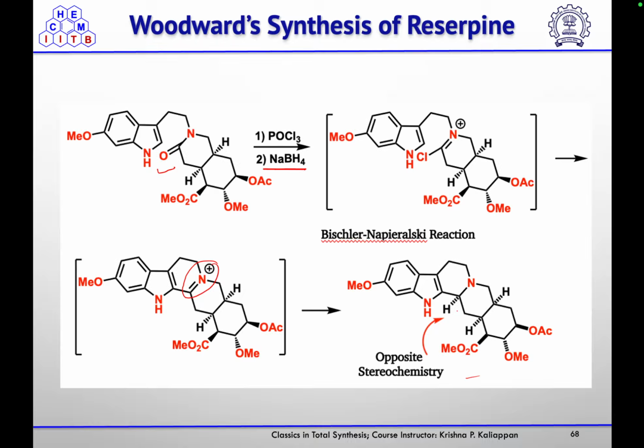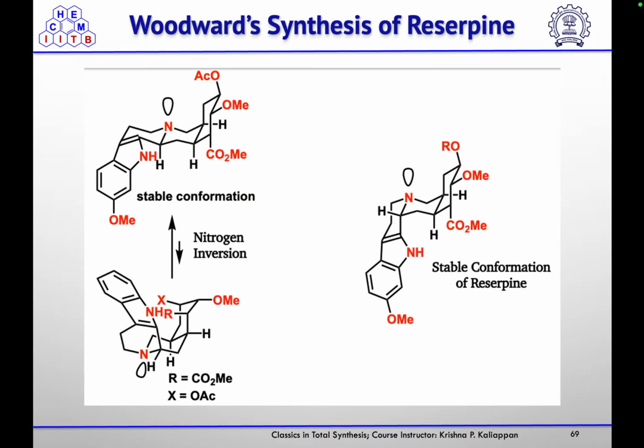Now, after getting this product, they observed that there is an opposite stereochemistry at that position. So, how can they revert that? If they draw the stable conformation at that position, nitrogen inversion can be possible. Like in the stable conformation of reserpine, the whole system here is in a different conformation than the stable one.